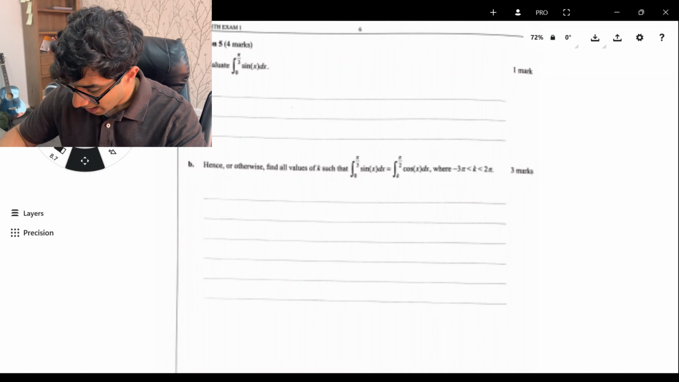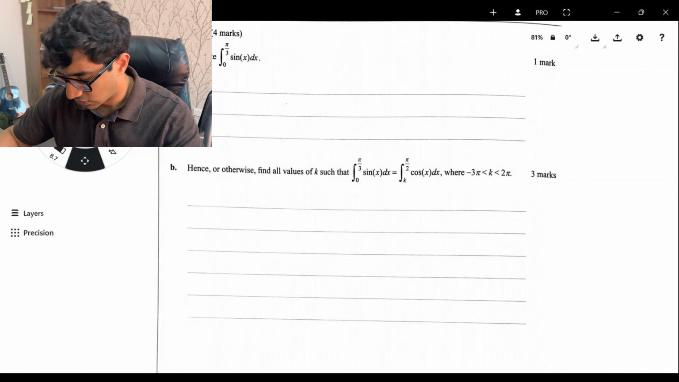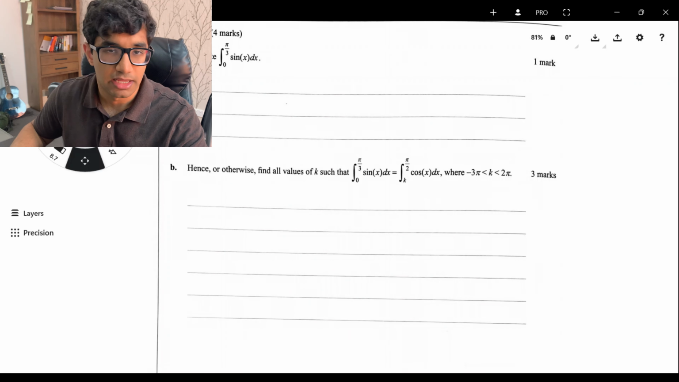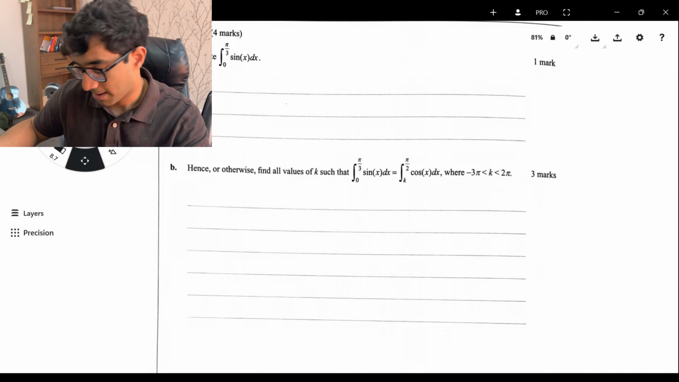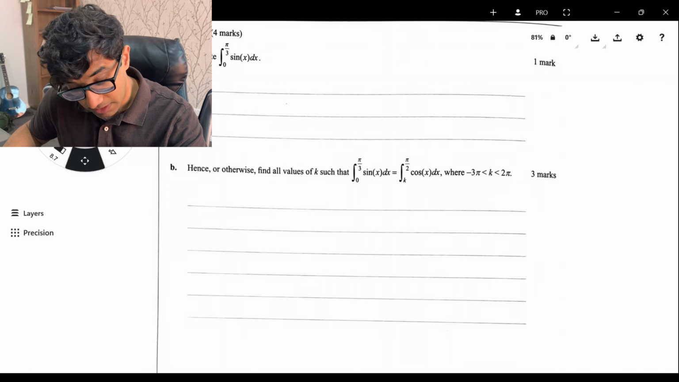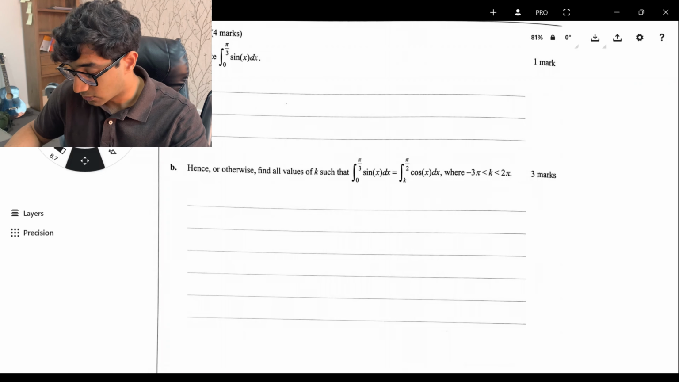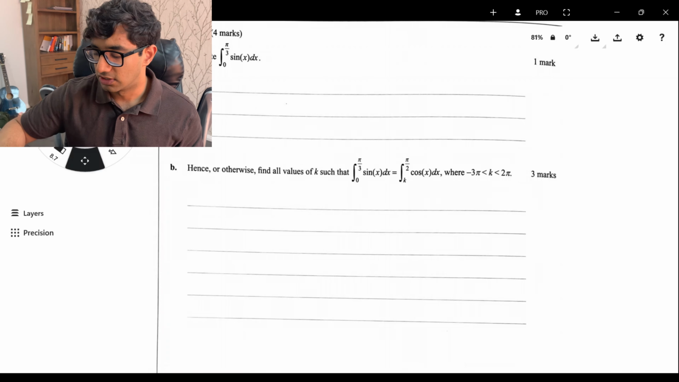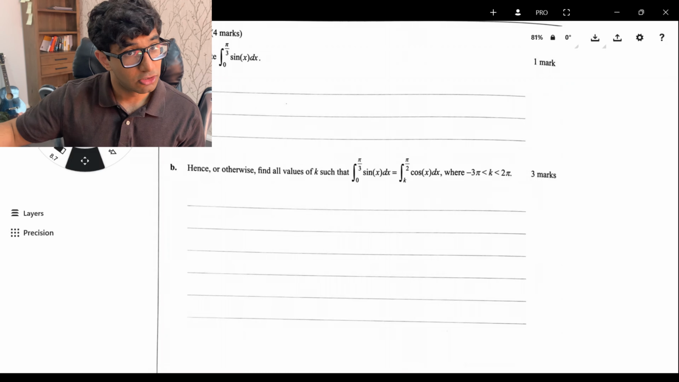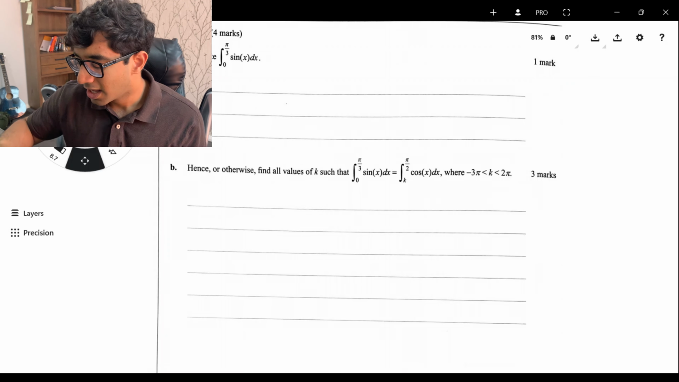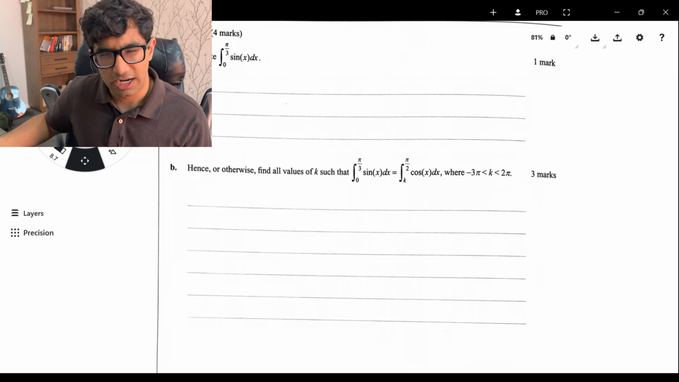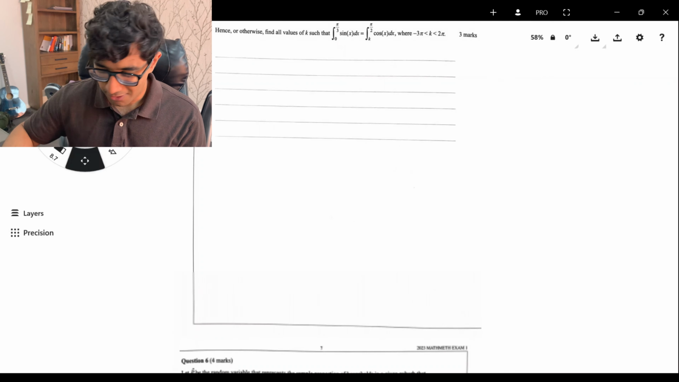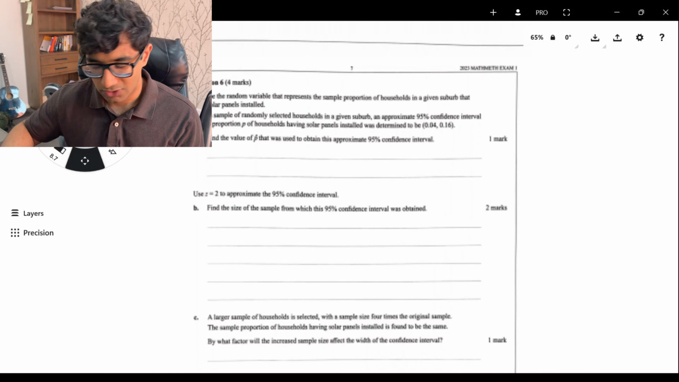Question 5b, hence or otherwise, find all values such that the left integral equals the right integral. And they've given us an interval for k as well. That one seems like it'll be a bit of an interesting question, to be honest with you. But I think the way I would probably go about it is just expanding out the right integral, because we'll already have the left integral. And then hopefully that's going to give us some sort of trig equation, most likely, and then we can solve for k. But we'll see what happens when we reach that question. We'll cross that bridge when we reach it.